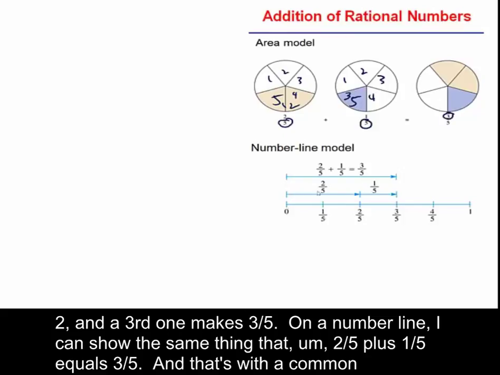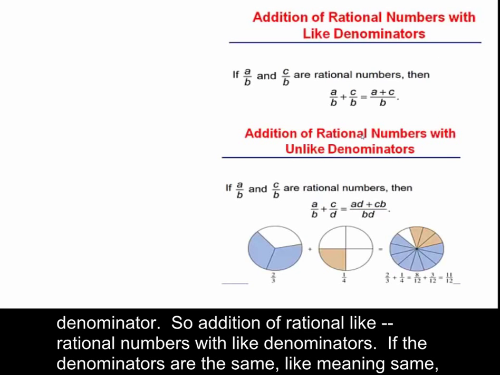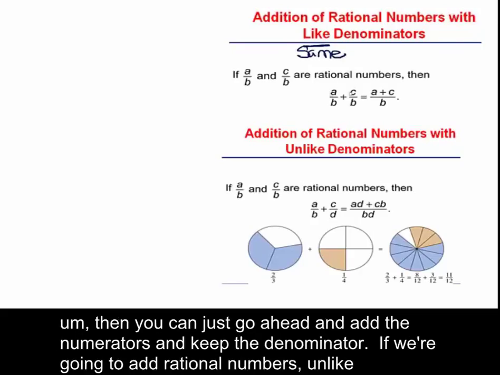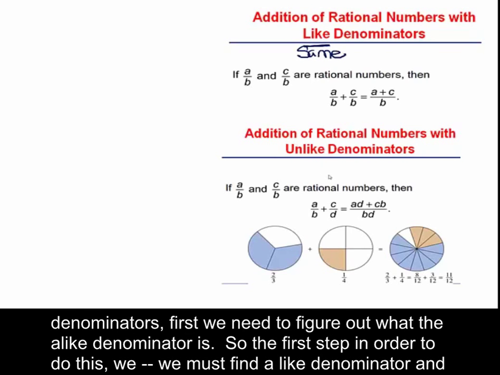On a number line, I can show the same thing, that 2/5 plus 1/5 equals 3/5. And that's with a common denominator. So addition of rational numbers with like denominators: if the denominators are the same, like meaning same, then you can just go ahead and add the numerators and keep the denominator. If we're going to add rational numbers with unlike denominators, first we need to figure out what the like denominator is.